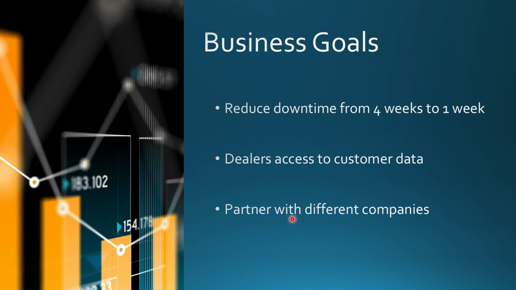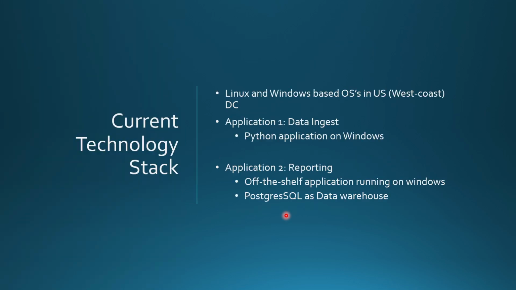Now from the company's perspective, when they have real-time data, it gives them an edge over the competitors, so that they can partner with a lot of agriculture-based companies, fertilizer companies, or any such companies that can help the company grow. In terms of current technology stack, they have a combination of Linux and Windows based operating systems. Currently they have only one data center on the US West Coast, which they want to fix in the future. They want to have at least 2 data centers. And there are 2 applications. One application is to ingest the data.